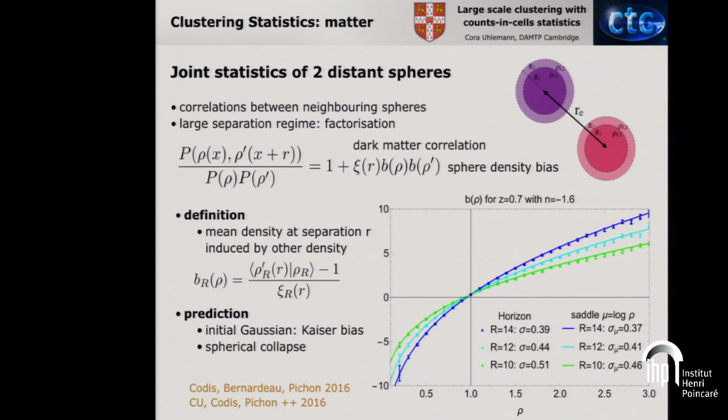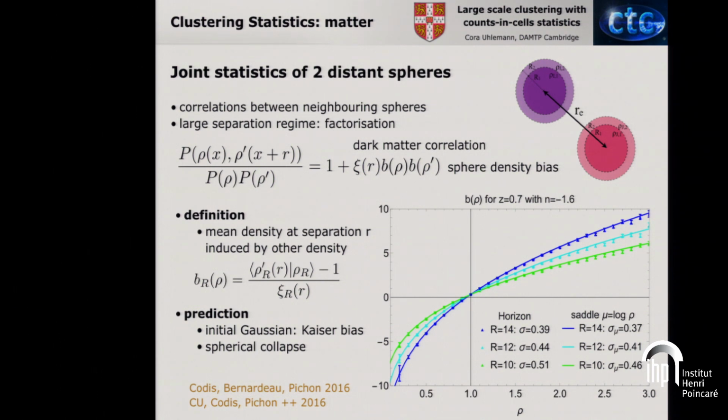And this can also be used to compute something else, namely counts and cell statistics doesn't only need to be one-point statistics. You could also ask, what is the joint probability of finding a density rho and a density rho prime at a distance r from each other? So this is basically a two-point PDF now. And the interesting thing is, if those spheres are sufficiently separated, you can say that this joint PDF is determined by the individual one-point PDFs, and this we have just computed, and then some correlation.